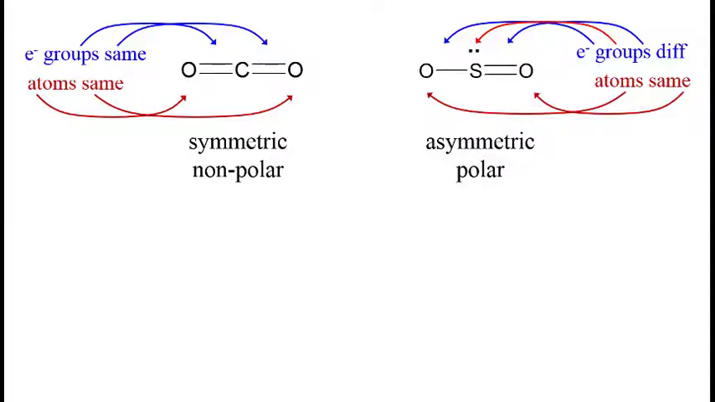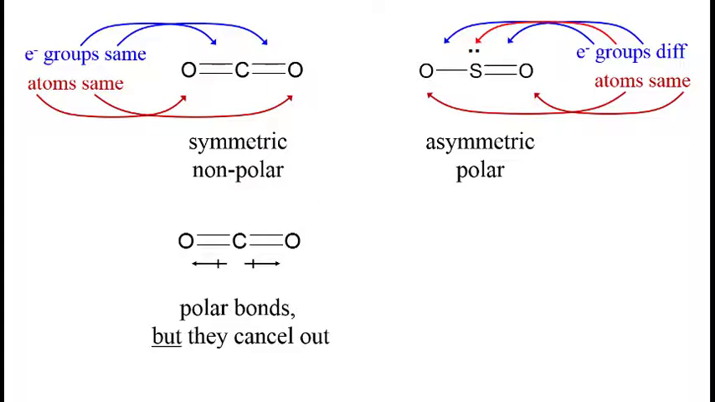It is important to know that we are looking at the overall polarity of the molecule, not just the individual bonds. In carbon dioxide, the individual bonds are polar. Oxygen has a larger electronegativity, so they are polarized toward the oxygens, but both oxygens are partial negative. The molecule does not have a positive end and a negative end. There are polar bonds, but they cancel out. If you think about adding vectors, there would be no net polarity.